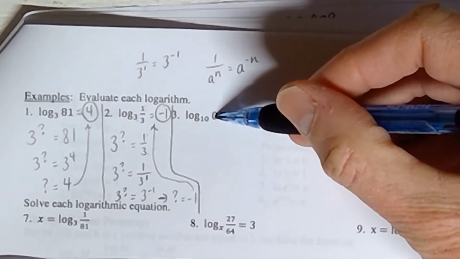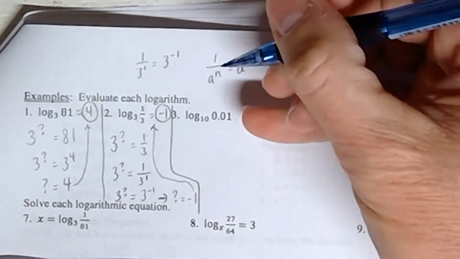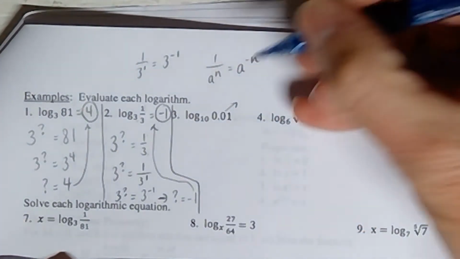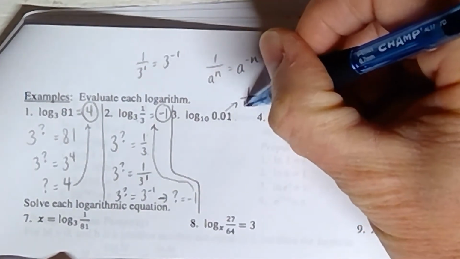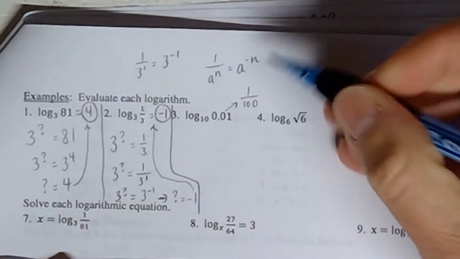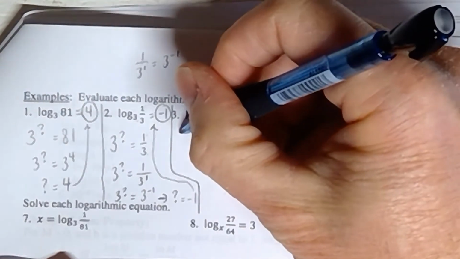And so when you have 0 and 1/100ths, it's just like it sounds. 1/100ths is 1 over 100. Just like 1/3 is 1 over 3, 1/100ths is 1 over 100. So it ends up being very similar to the last problem.